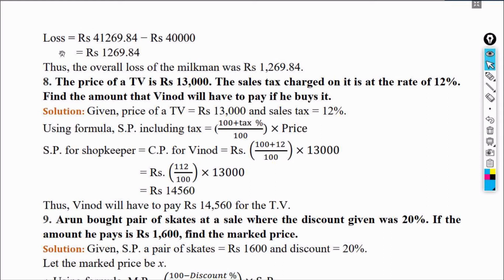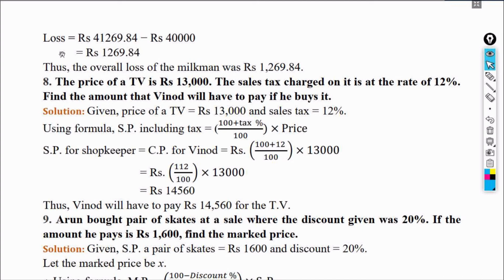Okay. Now let us come to question number 8, that is related to sales tax. The price of a TV is rupees 13,000. The sales tax charged on it is at the rate of 12%. Find the amount that Binod will have to pay if he buys it.